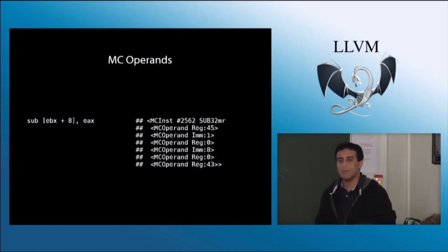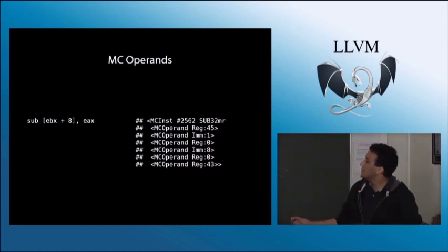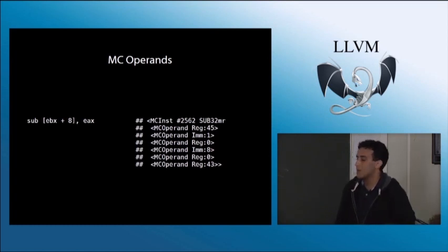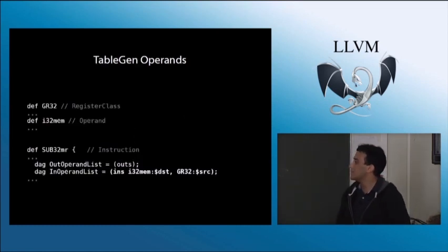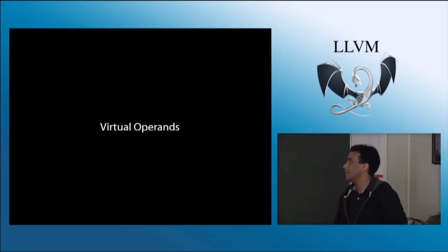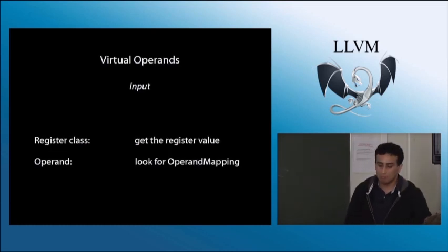However, when we first disassemble the binary, which is the first thing we do, we actually only have MC operands. Each part of the base, scale, index, offset, and I think there's one for the selector too, is split into a different MC operand. We also have the EAX operand at the end. But we need a way to map these to the in operand list operands. So what we do is we define virtual operands.